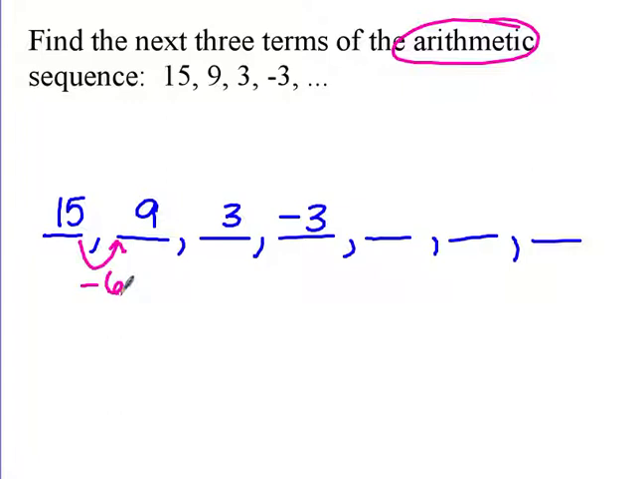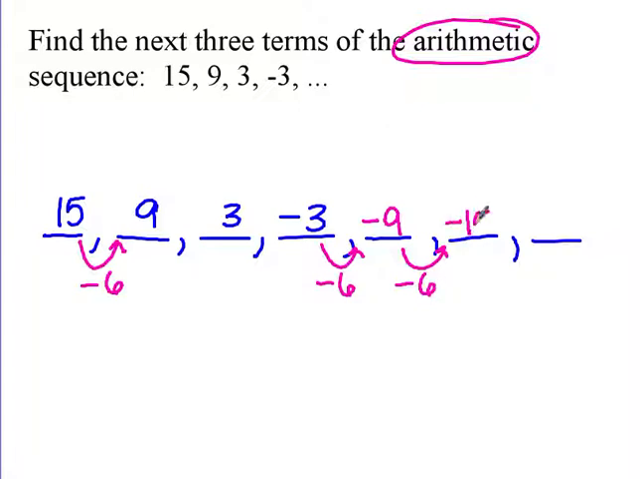Subtract 6. So that means every time you're going to subtract 6. So if I subtract 6 right here, so if I take negative 3 minus 6, what do you get? Negative 9. So now I'm going to do the exact same thing. I'm going to take negative 9 and I'm going to subtract 6.